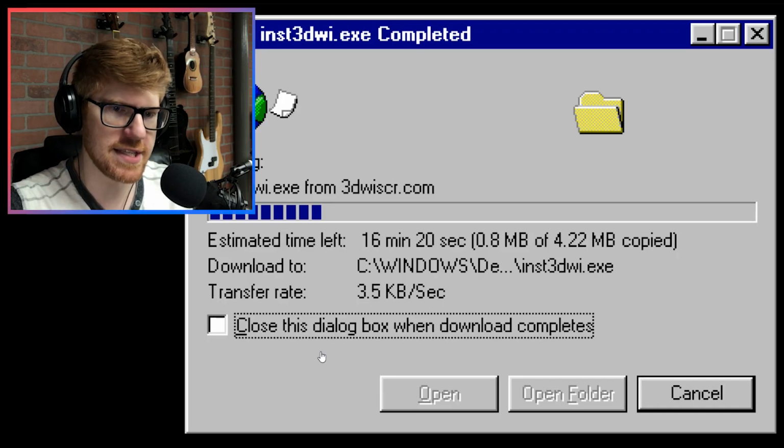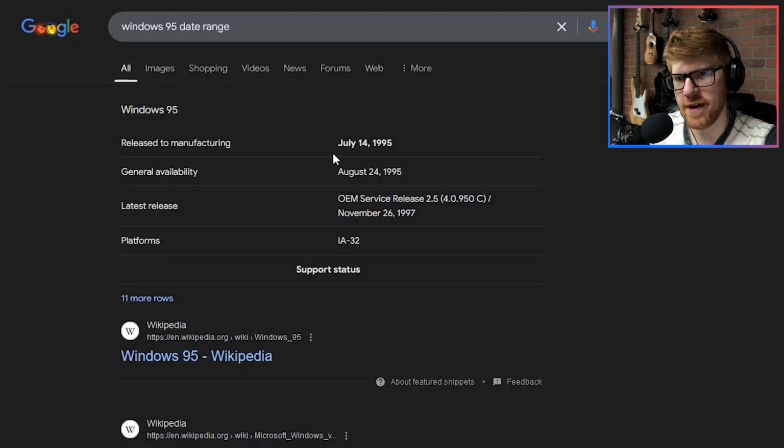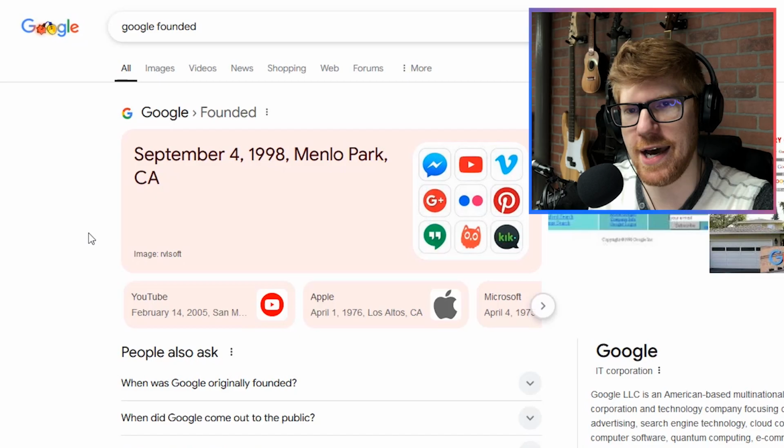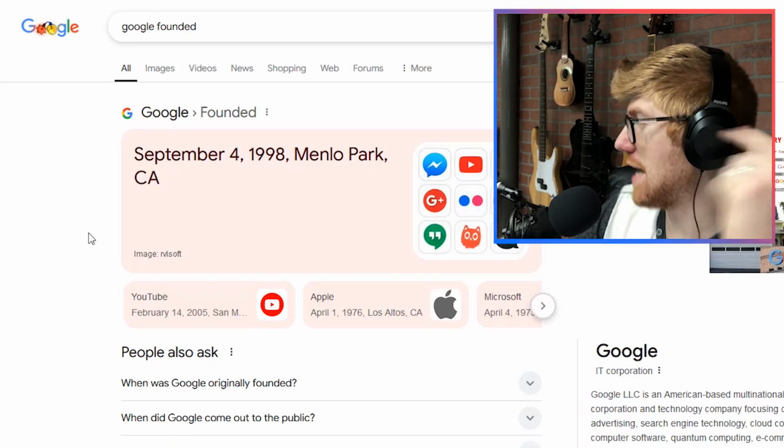Did Google even exist at this time? Okay, Windows 95 was from July 95, that makes sense, until November 97. Google was founded in 98. Ahaha! Google did not exist at this time. You shut the hell up, Gmail.